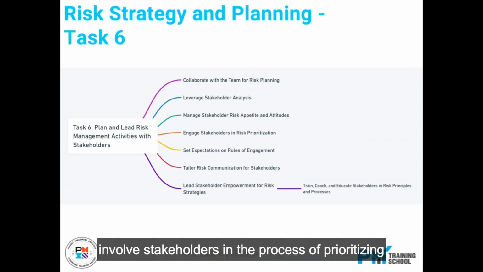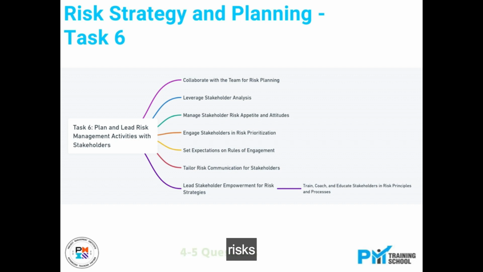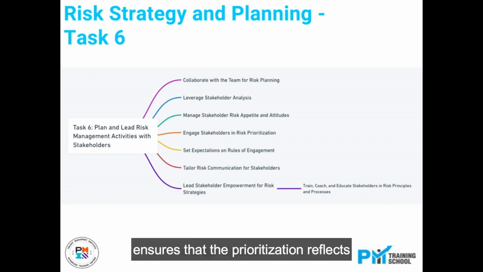4. Engage stakeholders in risk prioritization. Involve stakeholders in the process of prioritizing risks. This engagement ensures that the prioritization reflects the stakeholders' concerns and the project's objectives.